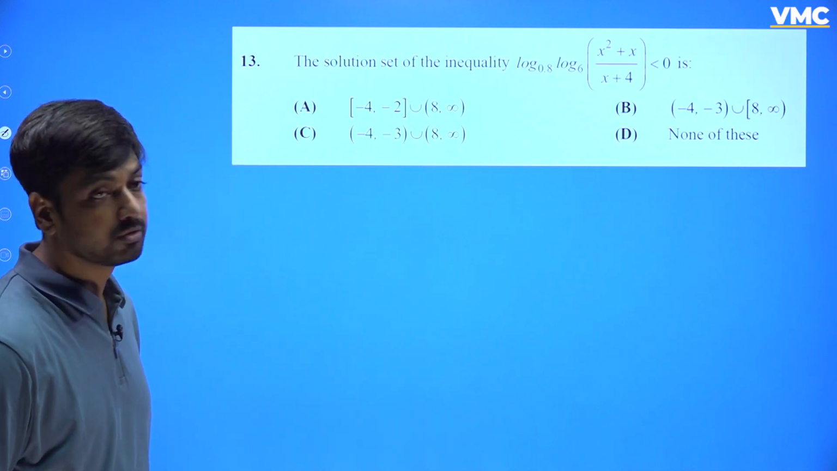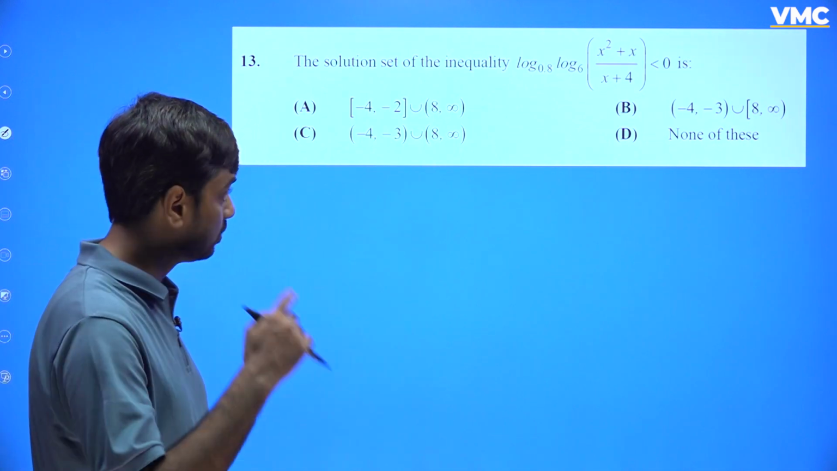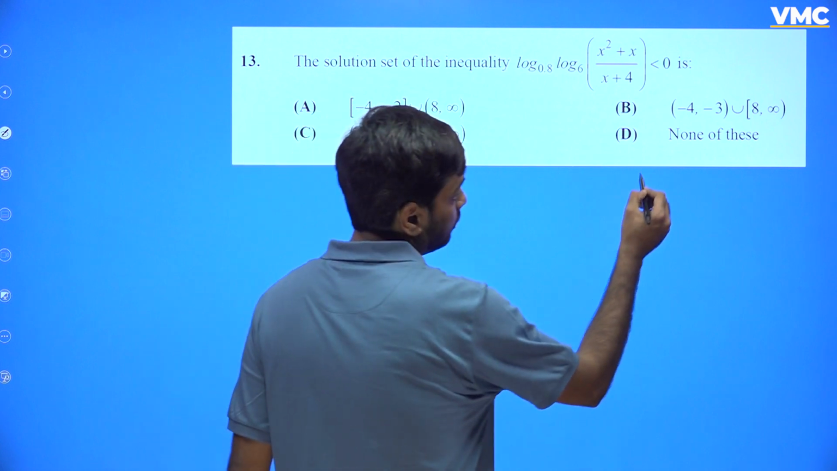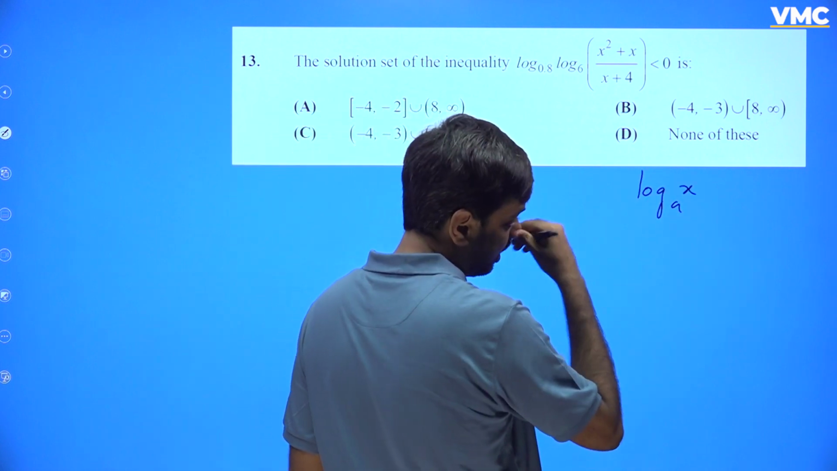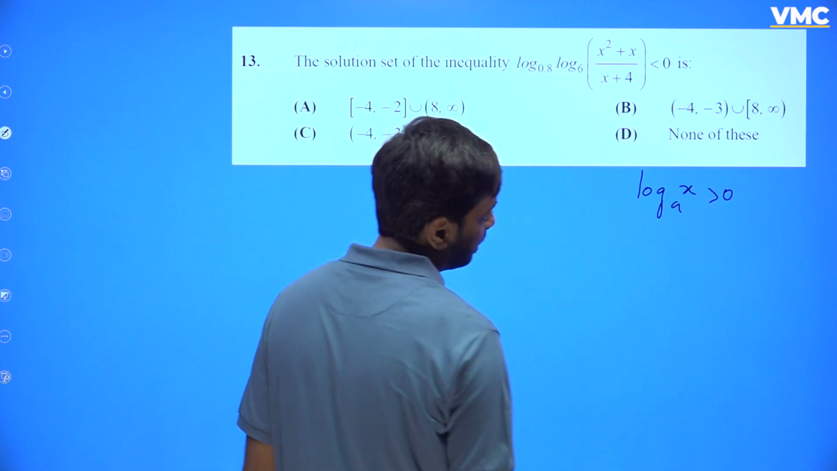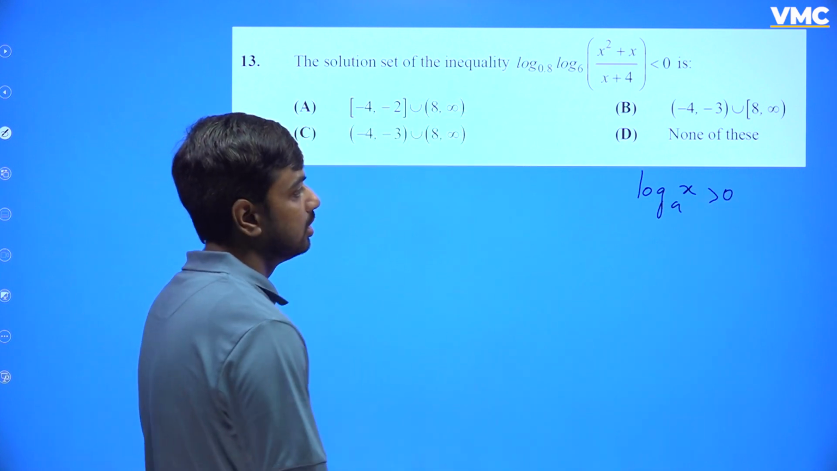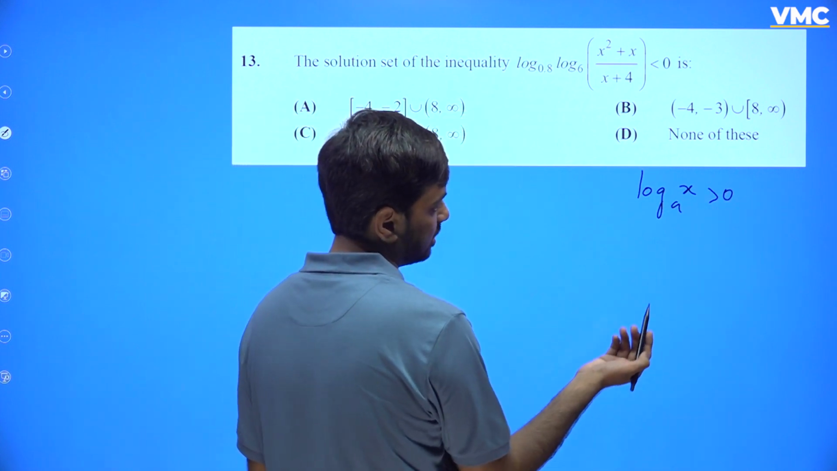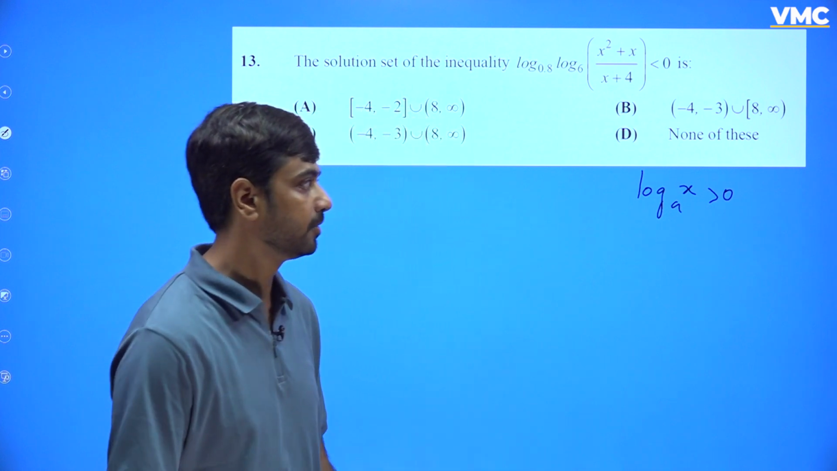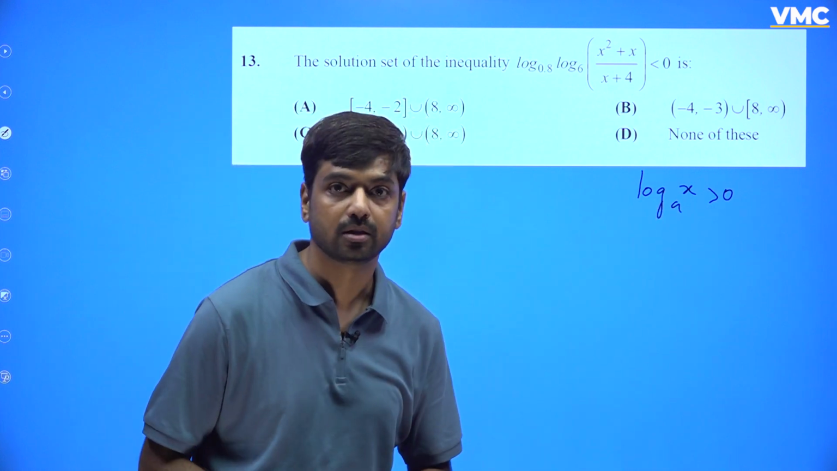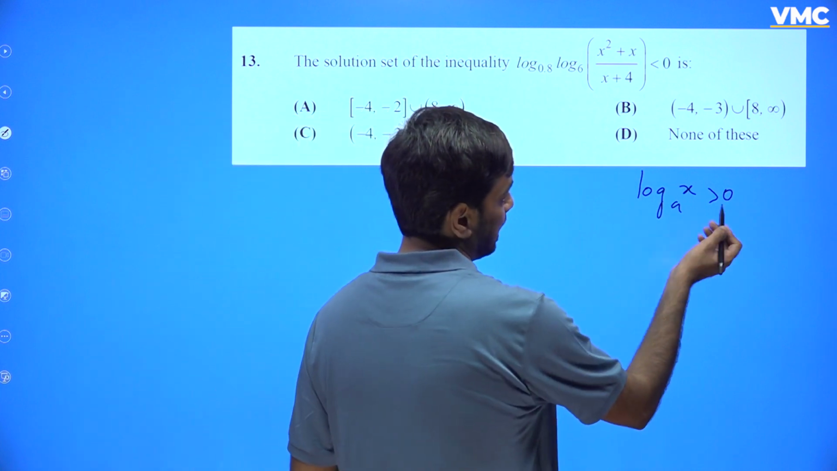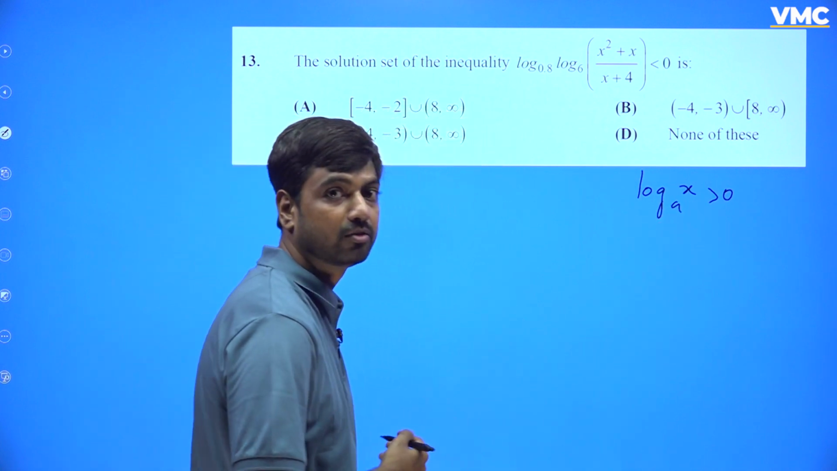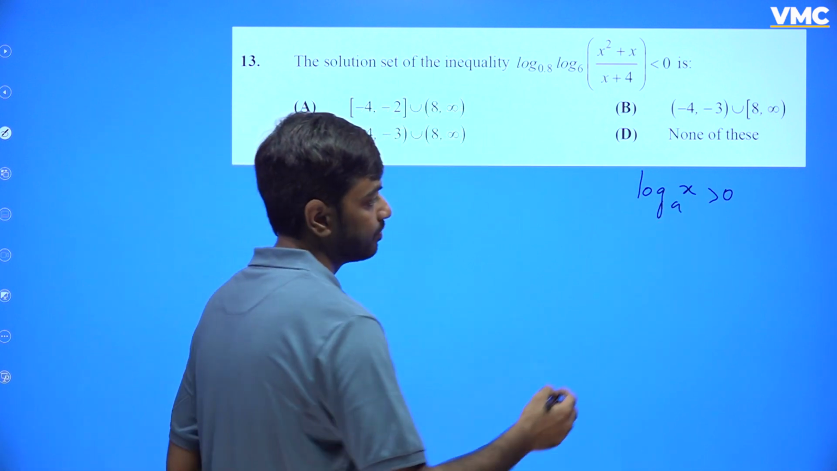So this is a question of logarithmic inequality. First we have to understand a few things. If we have log of x with base a, and I want the log to be positive, a log is always positive when the argument and the base lie on the same side of unity. So when the argument and base lie on the same side of unity, then the log is positive.